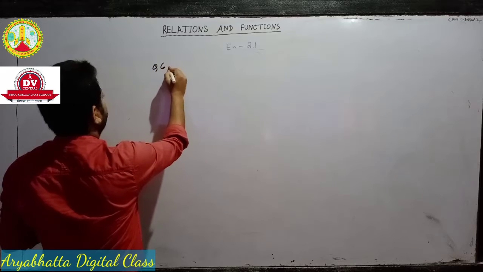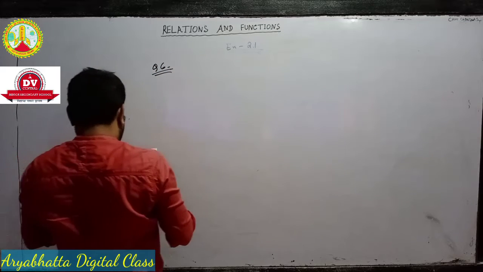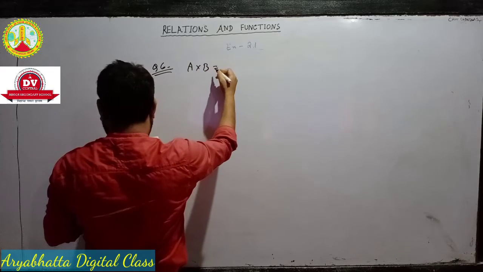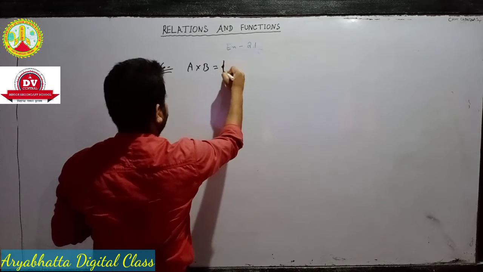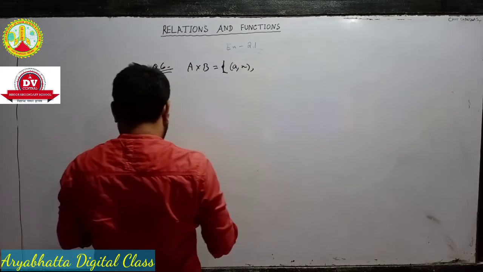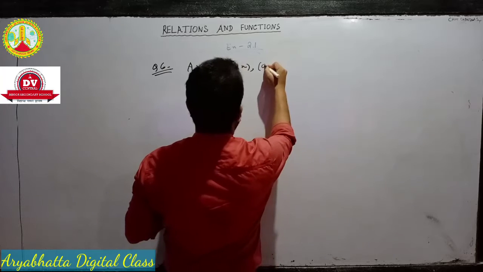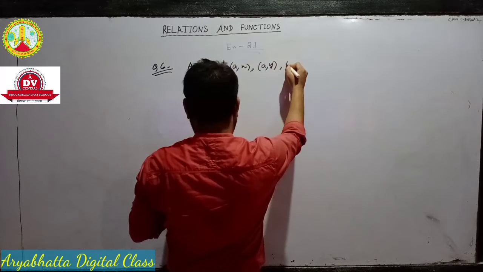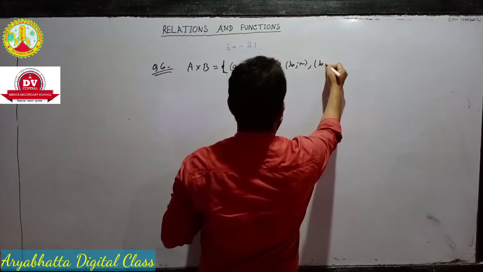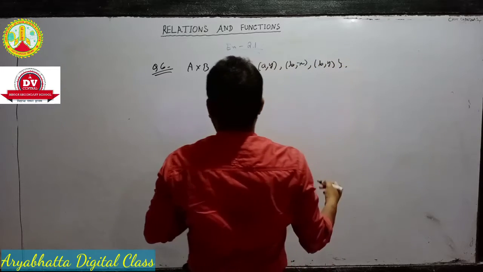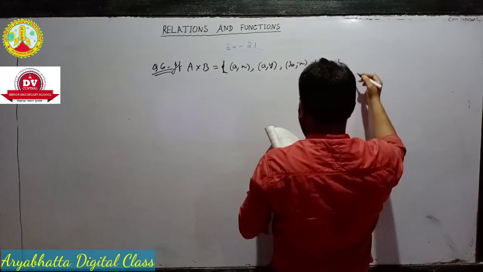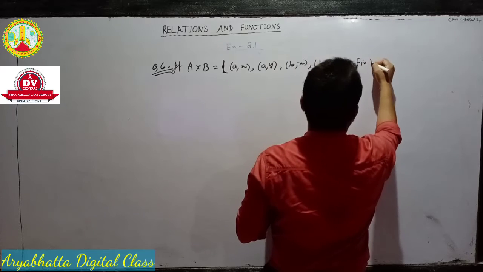Question number 6. If A cross B is equal to {(a, x), (a, y), (b, x), (b, y)}, then find A and B.